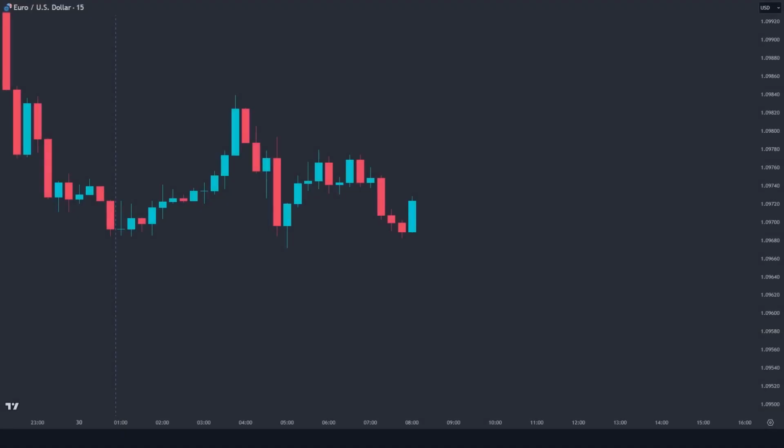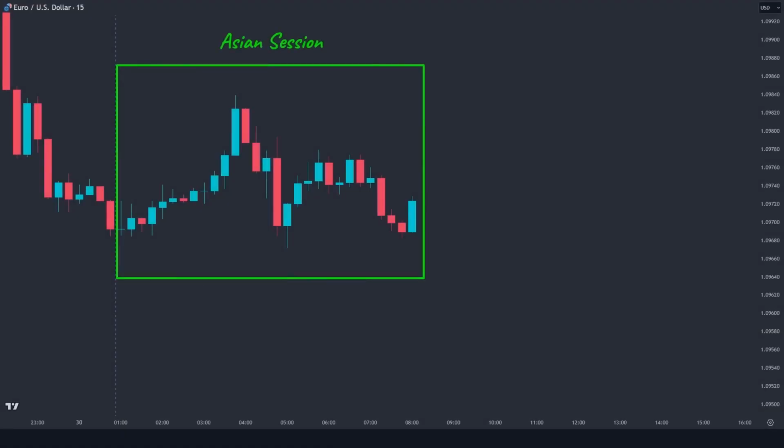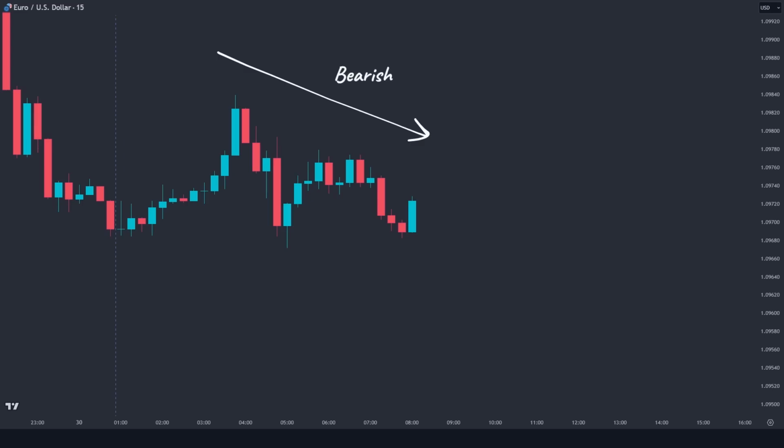Here we have the euro-dollar on the 15 minutes chart. This is the price movements in the Asian session, and right now we are at the beginning of the London session, which is when we will look for trading opportunities. The market sentiment is bearish, so there is a higher chance for the price to continue pushing downwards. But according to the market maker model, and what we have taught in this video, here are two common scenarios.